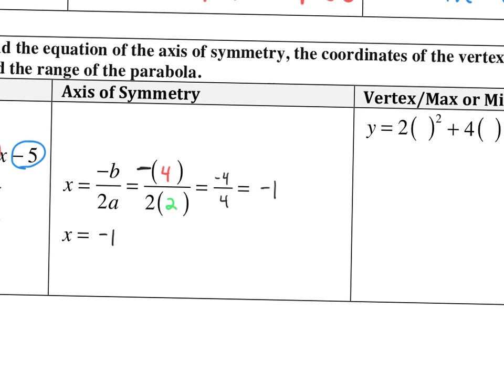Remember, this is a vertical line. You don't have to write this down, but it's a vertical line passing through negative 1 on the x-axis.